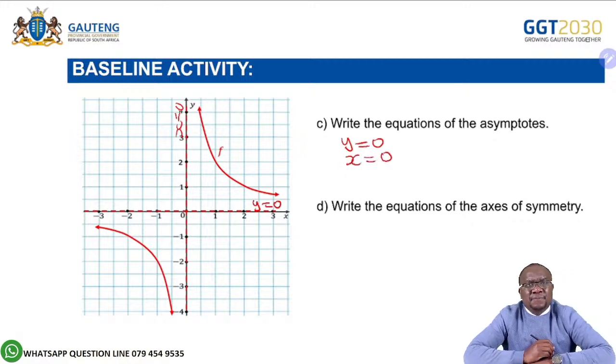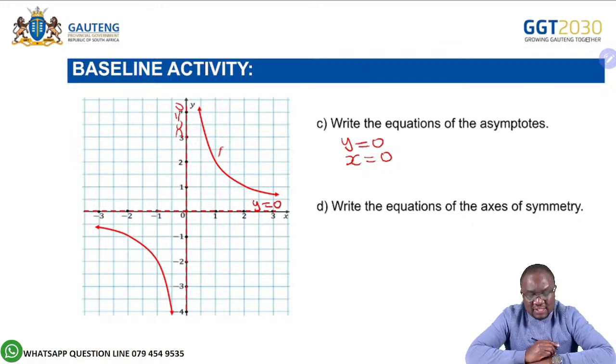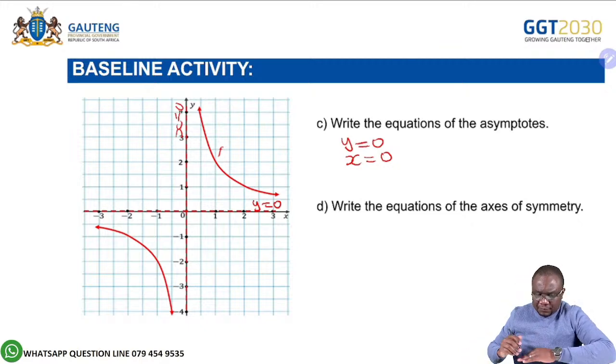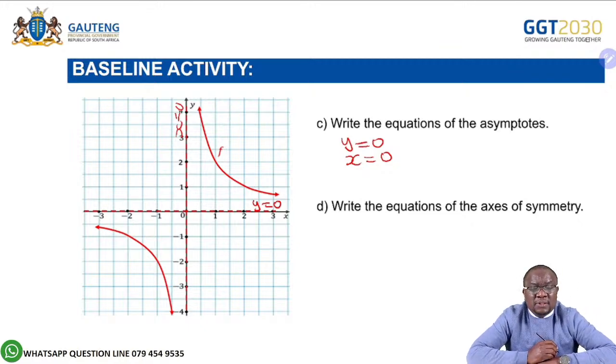You see that? Okay? Right. You can write that down as your short notes. Some of the things that we are discussing now, we're going to use them in this lesson. So make sure that you understand them. Okay? Write the equations of the axis of symmetry. What do you know about the axis of symmetry for a hyperbolic function? How many do we have? There are 2 of them.